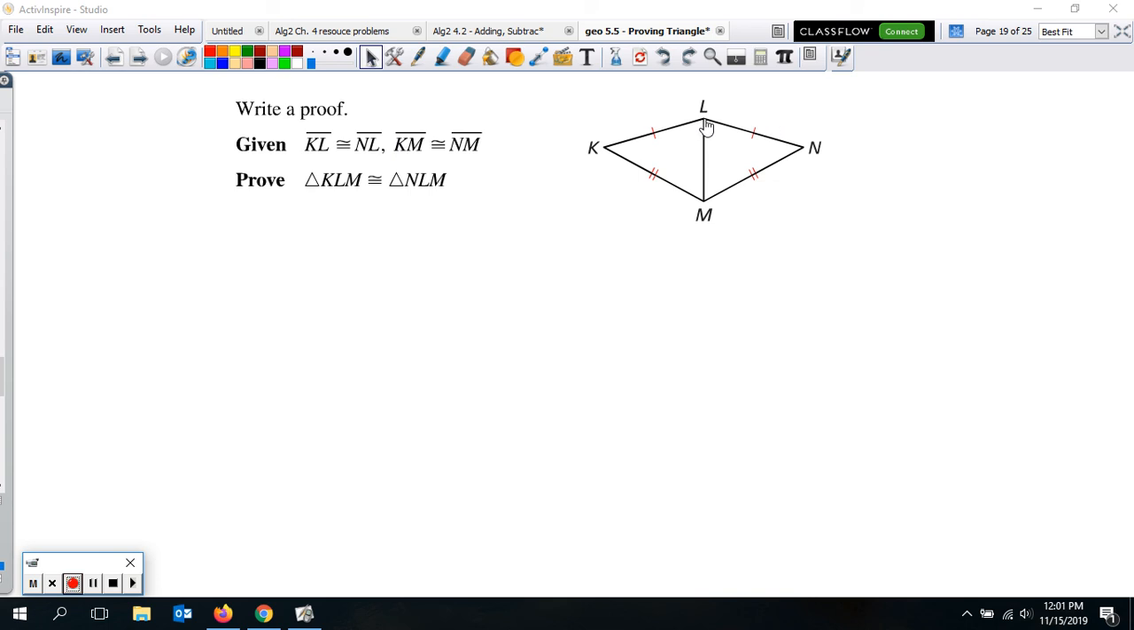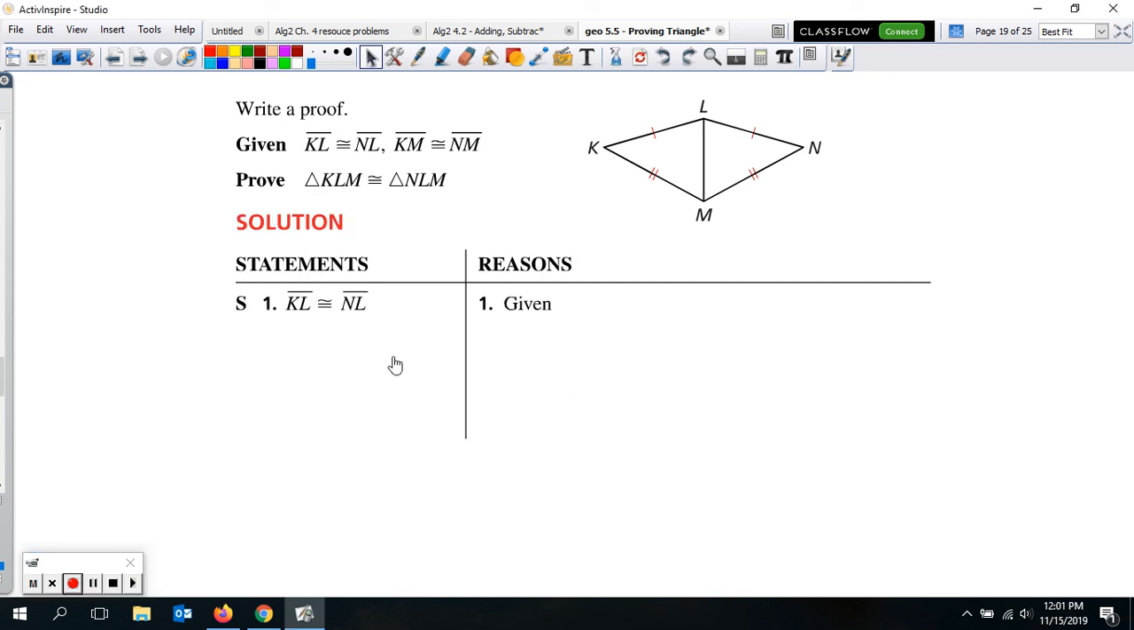So here are our triangles. It does have a shared side right here, which is always going to be congruent to itself by the reflexive property. We're trying to prove that these two triangles are congruent, and what we're given are two sides up here. KL and NL are congruent, and also KM and NM are congruent. So we could start off by just writing down what the given is. We could start with the first given, KL and NL. Those are given as a side, so we can use S for that one.